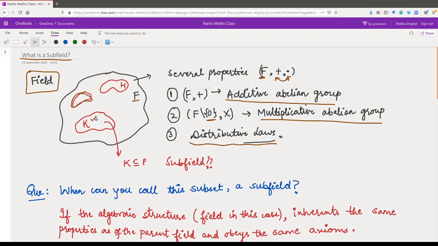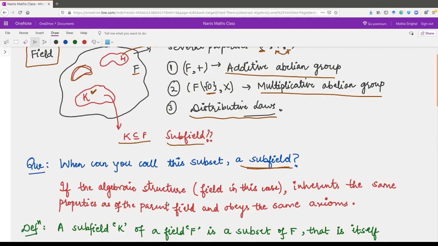let us call this K. So K is a subset of this set, then can we call this a field? Or if you take any subset of this set F, then can we call that a subfield of F? So the natural question is, when can you call this subset a subfield? The answer is that if the algebraic structure, that is a field in this case, inherits the same properties as the parent field and obeys the same axioms, then we can say that the given subset is a subfield of the given field.